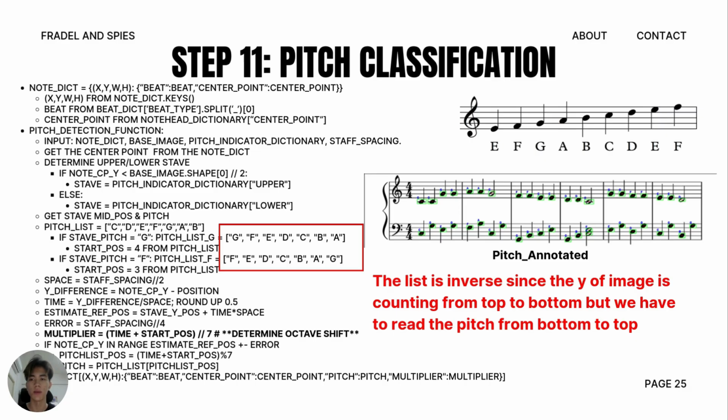The idea of this step is, first, get the center point from the note dict. Second, for each center point, check if it is above or below half of the image, then set it as upper or lower in order. Third, using the step midpoint from the pitch indicator dictionary to identify the pitch from the pitch list. Fourth, check the step pitch within the pitch indicator dictionary. Fifth, if the step pitch equals G, then set the pitch list G as shown in the red square and step post.